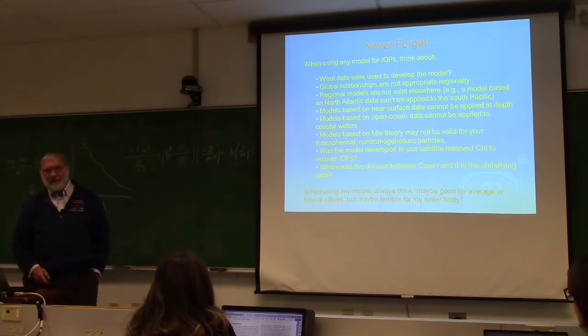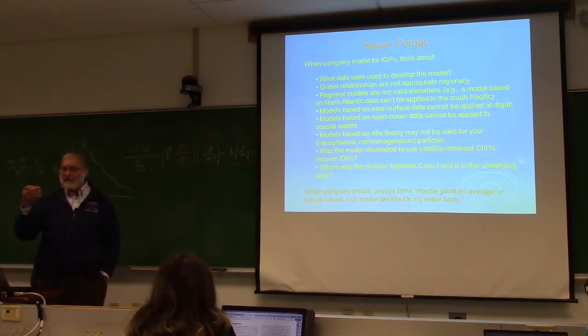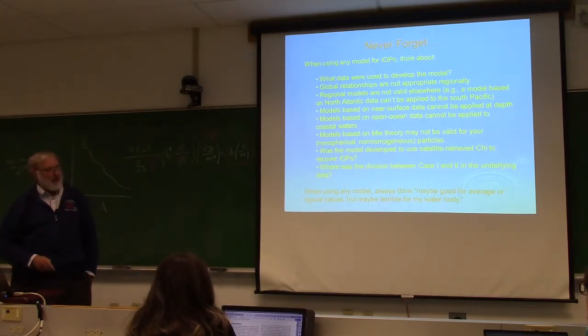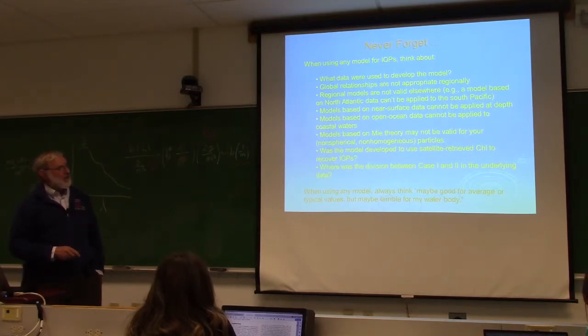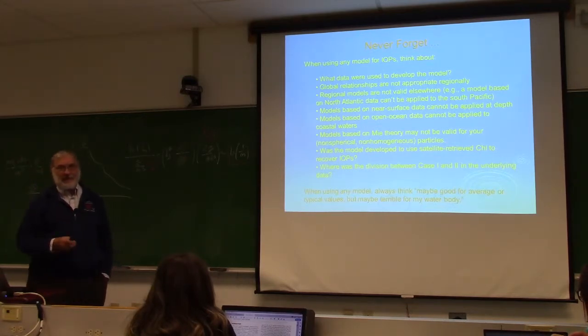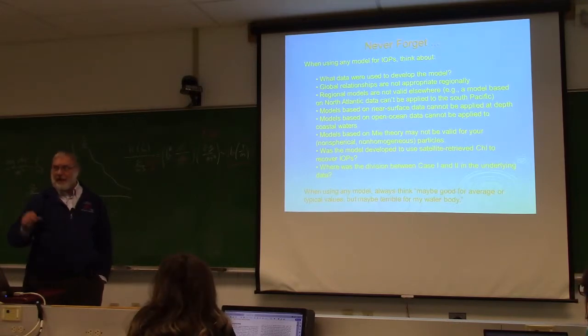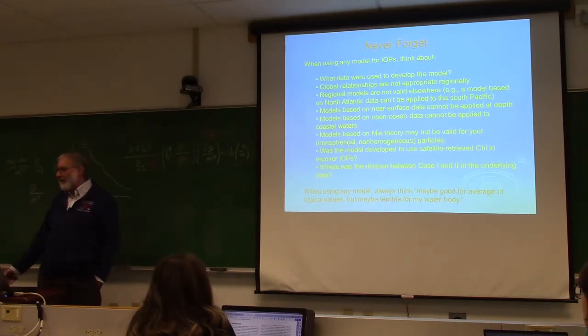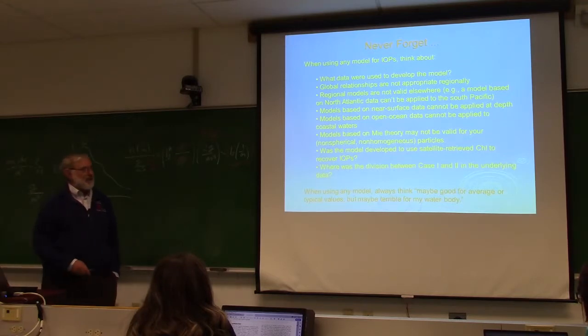Open ocean data, or models based on open ocean data, may not work in coastal waters, because you've gone from little open ocean phytoplankton to big coastal diatoms, with different absorption and different scattering. And models based on Mie theory may or may not work, because Mie theory assumes homogeneous spheres. Little bacteria are pretty good models; they look pretty much like homogeneous spheres. A big chain diatom isn't going to work as a homogeneous sphere.